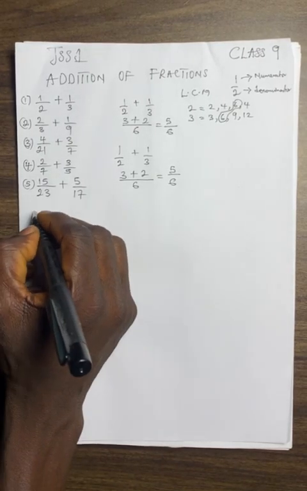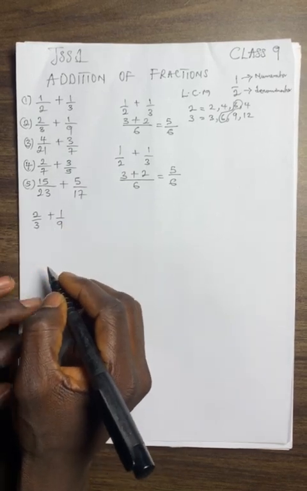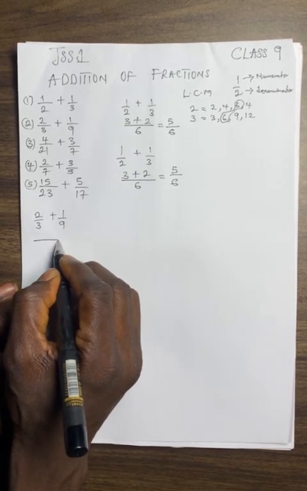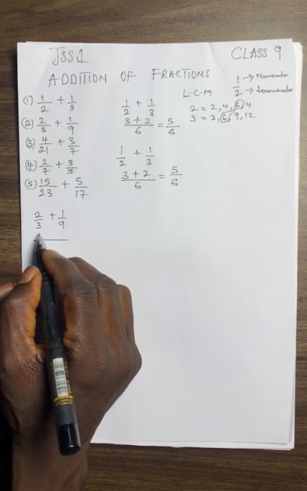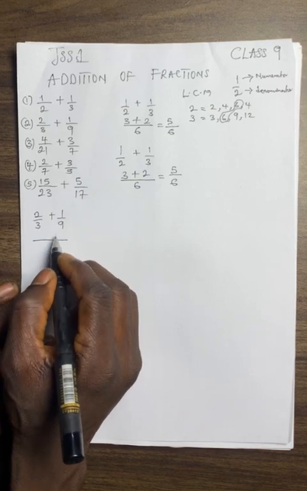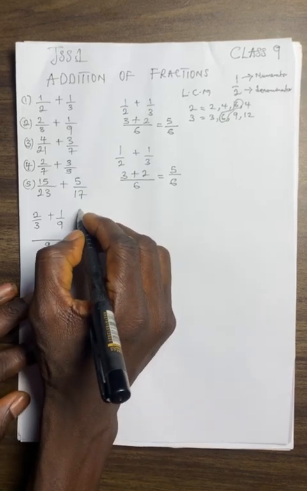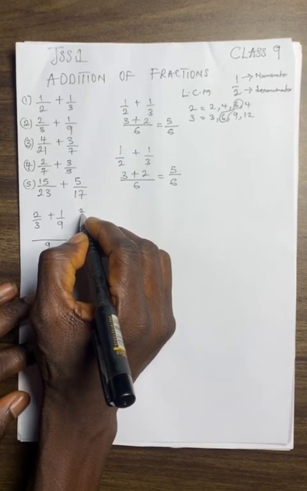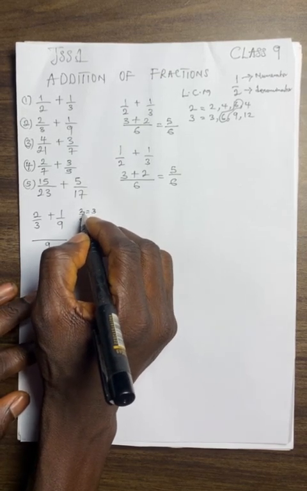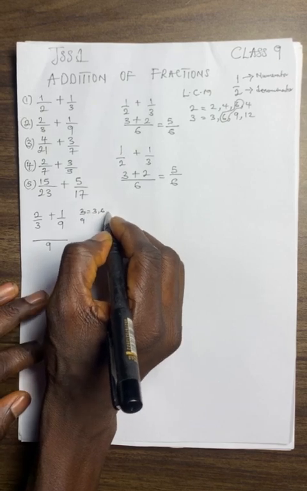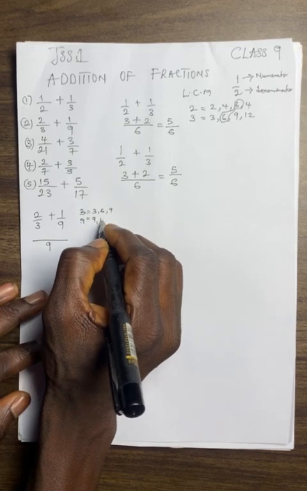Our next question here is 2/3 plus 1/9. As usual, you draw your straight line. So look for the lowest common factor. The lowest common factor of 3 and 9 is what? Is 9. Because when you have 3 multiplied by 1 is 3. 3 times 2 is 6. 3 times 3 is 9. 9 times 1 is 9. 9 times 2 is 18.